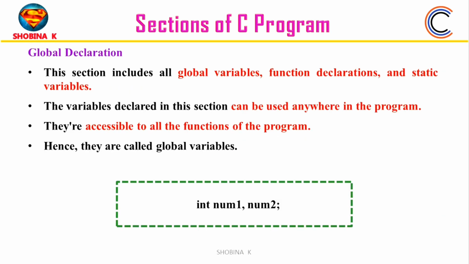And next section is global declaration. Here global variables and functions that are used across multiple functions or files within a program are declared. The user-defined functions are also declared in this part. The variables and functions declared in this section can be used anywhere in the program.